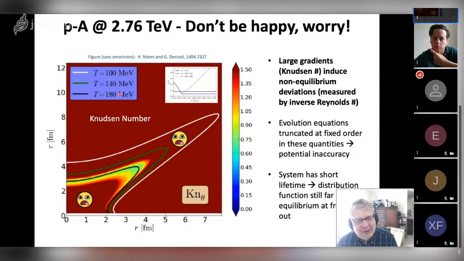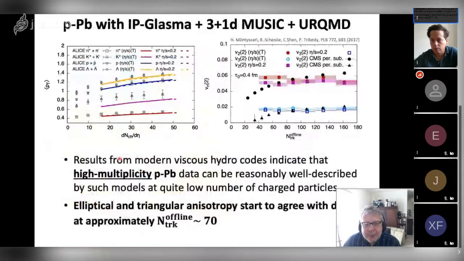And again, there are these freeze-out hypersurfaces shown, and if we look at the green, which is hovering somewhere around where people typically freeze out, you see that you're in a problematic region, and maybe you want to go beyond linear order in your description of the distribution function, or do something even smarter, perhaps.